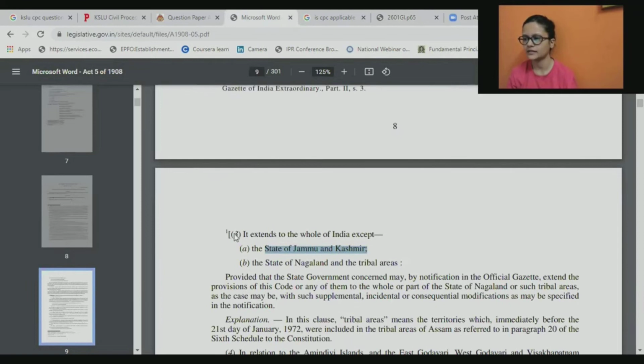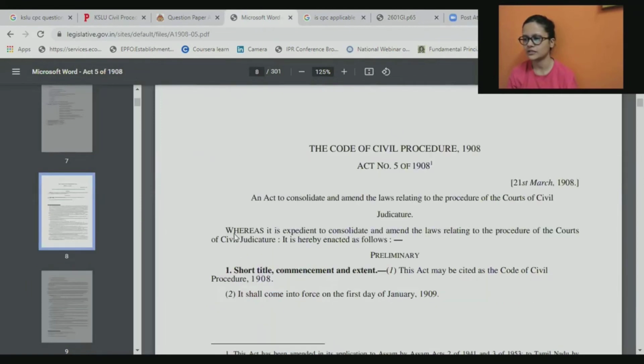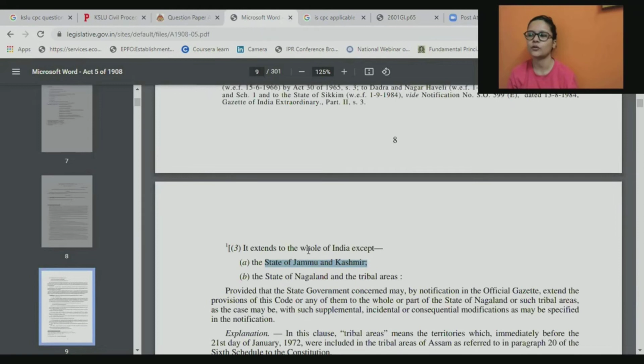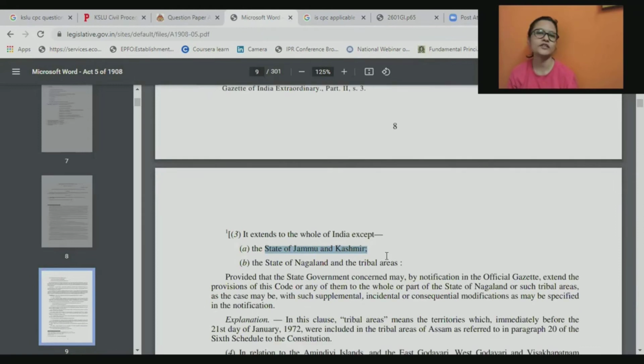Section 1, subclause 3A, it has to be omitted. That means the state of Jammu and Kashmir is being omitted, and the CPC is, as you said, applicable in Jammu and Kashmir as well as Ladakh. But there are tribal areas like Nagaland and some other areas.